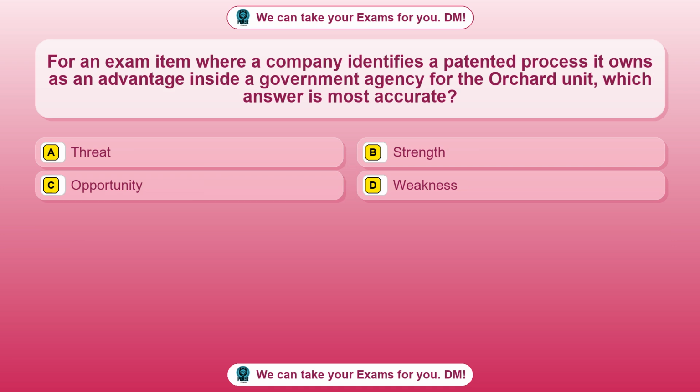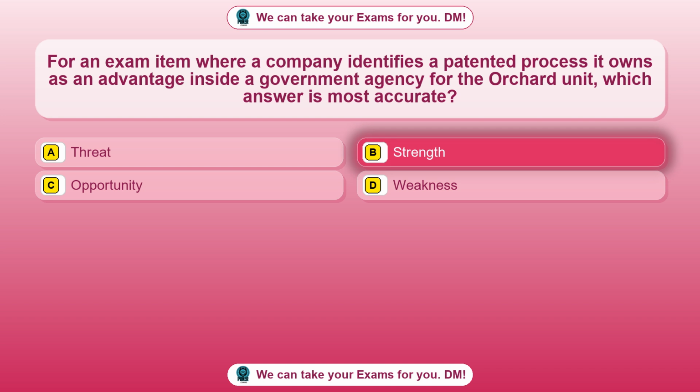Question 35. For an exam item where a company identifies a patented process it owns as an advantage inside a government agency for the Orchard unit, which answer is most accurate? Option A, threat. Option B, strength. Option C, opportunity. Option D, weakness. The correct answer is option B, strength.